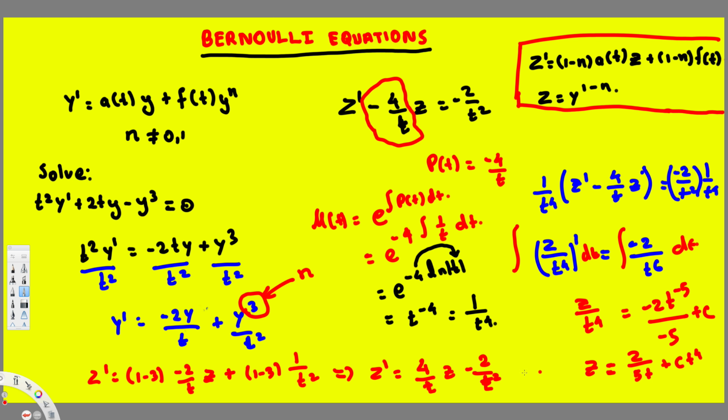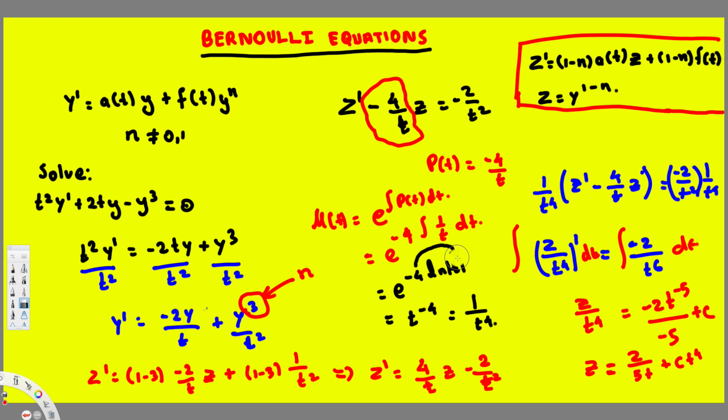But our original form was in terms of y, right? We didn't have z before. We switched it into this one in the middle. So we have to bring it back. z is equal to y to the power 1 minus n, and we know that we picked n as 3. So y to the power 1 minus 3 is y to the power minus 2. So instead of z, we can replace it with y to the power minus 2.